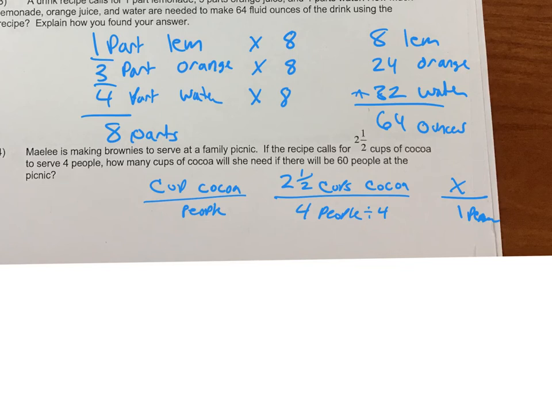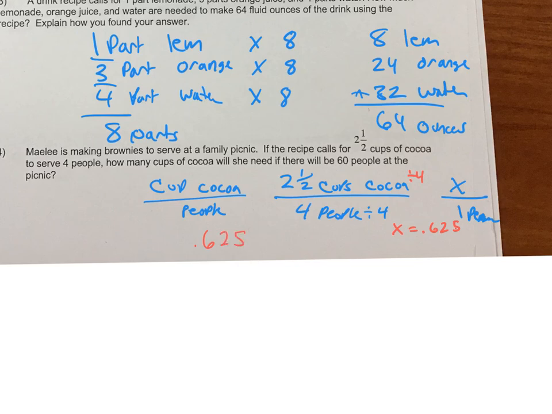How do we go down here? Divide by 4. So in your calculator, 2.5 divided by 4 equals x equals 0.625. But that's for 1 person. So how many do we need for 60? Let's just keep that. And we're going to take and times it by 60.